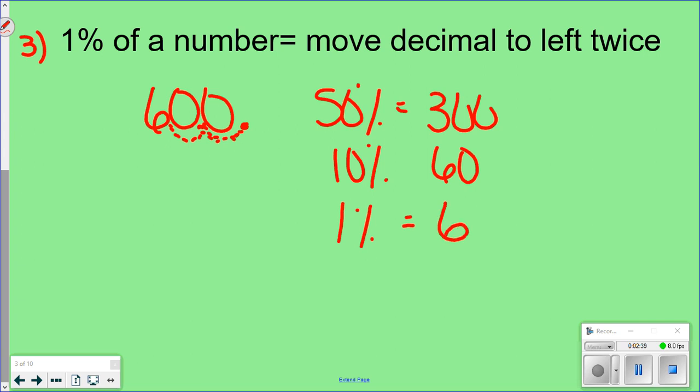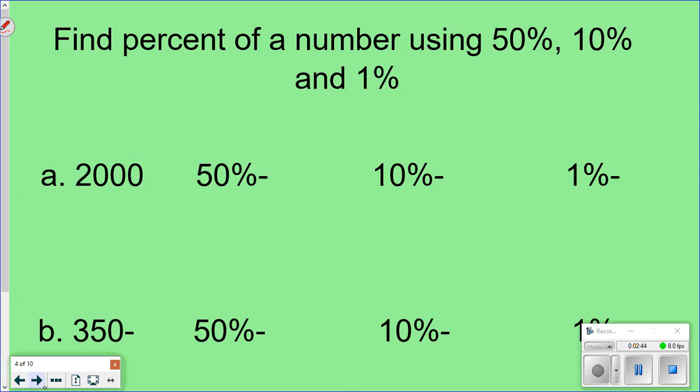And then you can use these to find anything else that you want to find, and I'll show you how to do that. So the first thing we're going to do is work with 2,000. We're just going to do some examples here. 50% of 2,000, I cut it in half, it's going to be 1,000. If I want to find 10% of 2,000, if this is my decimal, I'll move it 1 space. So 10% would be 200. 1%, I'm going to start there again, 2 spaces, 1, 2. 1% would be 20.